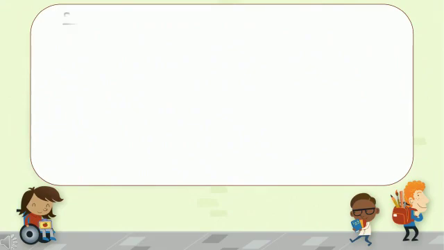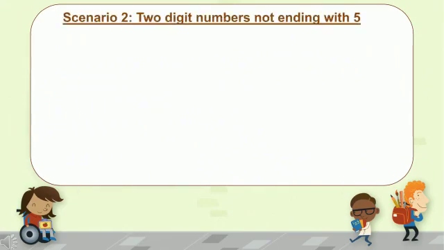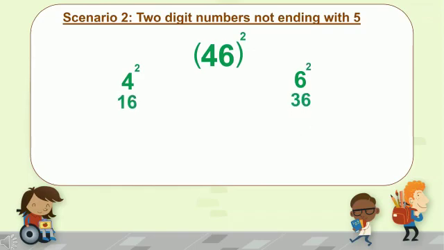Now let's talk about the second scenario, where the two-digit number does not end with 5. Here the procedure differs slightly from the first scenario. Let me take an example here, 46. Again, I will go step by step. First, write 4 and 6 separately. Second, take the square of 4, that is 16, and the square of 6, that is 36.